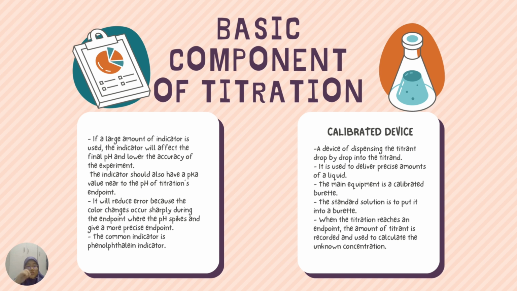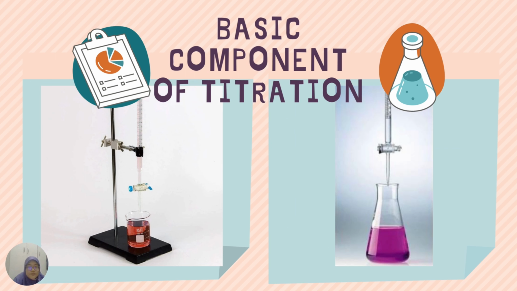The third one is the calibrated device, which is a device for dispensing the titrant drop by drop into the titrand. It is used to deliver a precise amount of liquid. The main equipment is a calibrated burette. The standard solution is put into a burette. When the titration reaches an endpoint, the amount of titrant is recorded and used to calculate the unknown concentration.